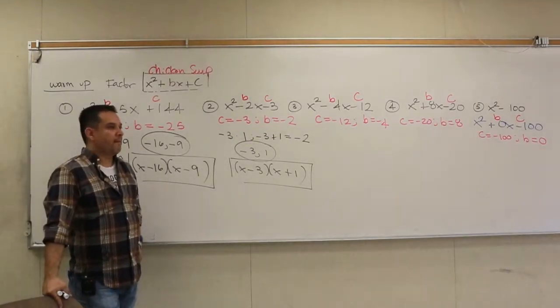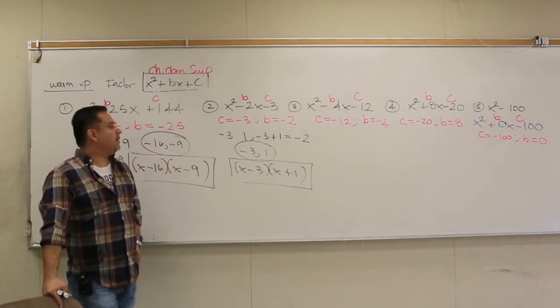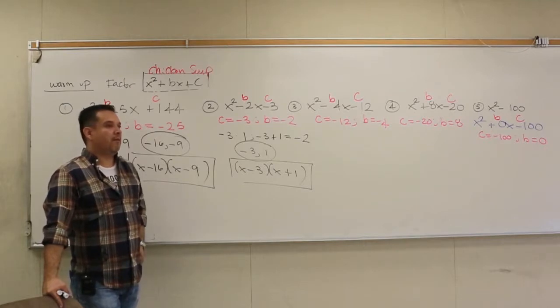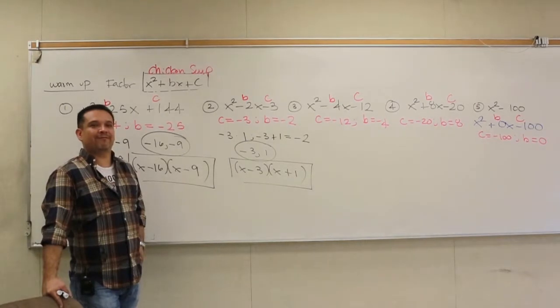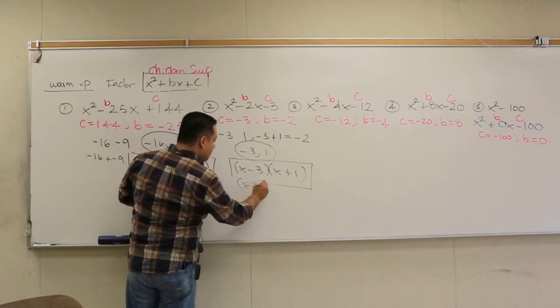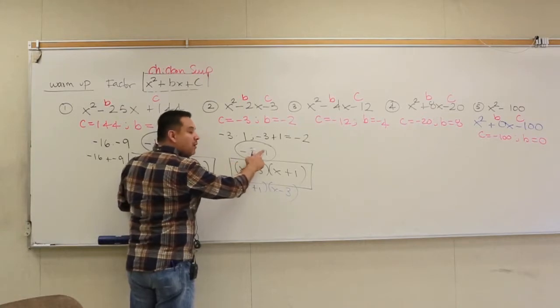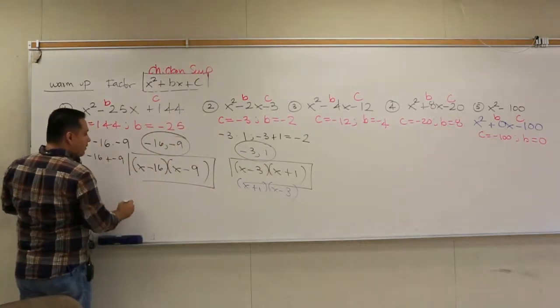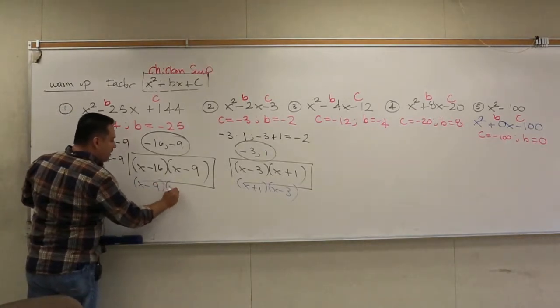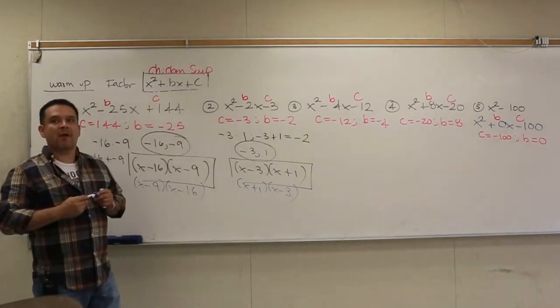I had it switched, that doesn't matter. I had the 3 on the other side: x plus 1 and then x minus 3. Is that okay, you guys? Yes. In other words, he's asking, can I put x plus 1 times x minus 3? The answer is yes, but notice your 3 has to be negative and your 1 has to be positive. Same question over here: can I put x minus 9 and x minus 16? Yes, you can. They both have the same values. You okay with that?